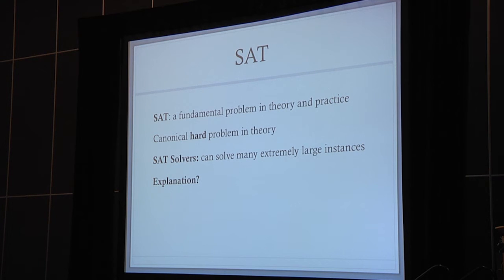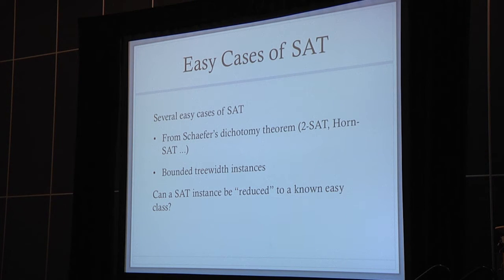I think it's an important and fundamental question that people attack from many angles. Why is it the case that certain classes of SAT seem easy in practice, that you can solve many instances? People try many explanations, and there are some easy cases of SAT. We saw that the bounded tree width instances are easy. If your SAT formula has bounded tree width, then they are easy.